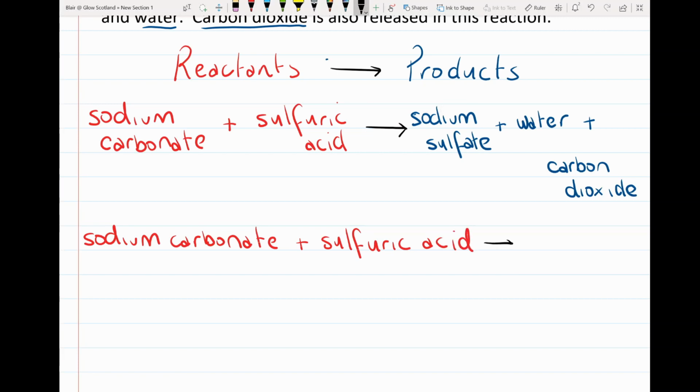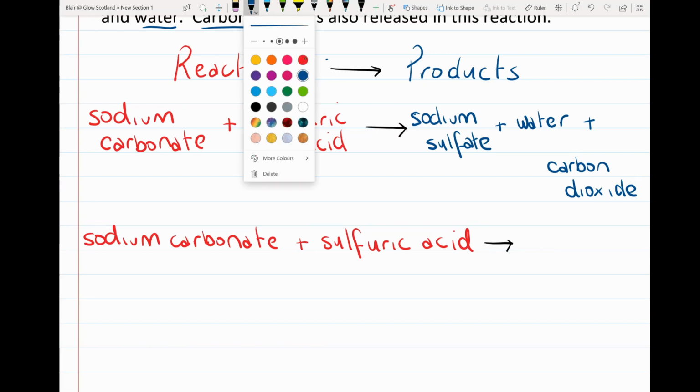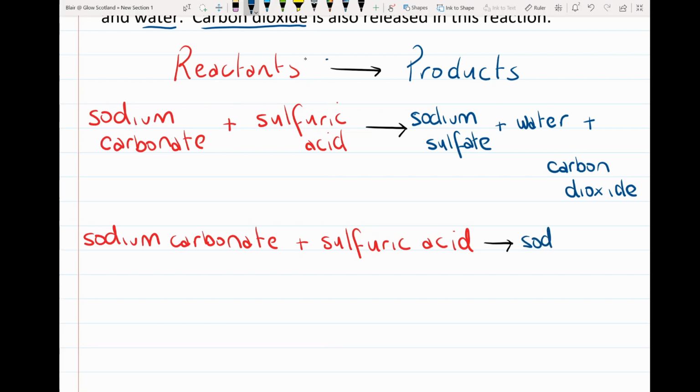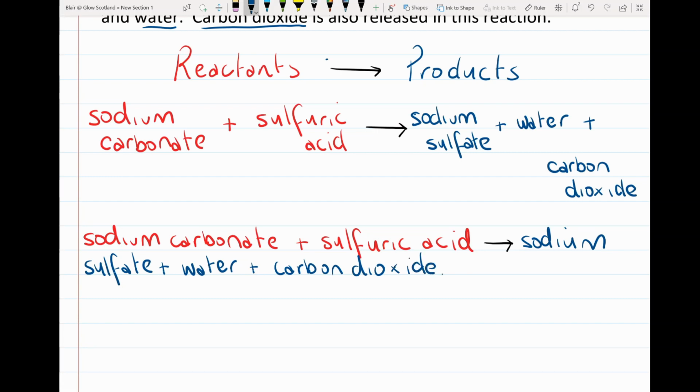We then have our arrow, and then we switch to a product. We have sodium sulfate plus water plus carbon dioxide. Now that is exactly how you would write a sentence if you were writing it down in English or just writing a paragraph of explanation in chemistry or whatever. That's exactly how you would write it. That's how you've been taught to write it since you were very young. But in chemistry, this is incorrect.